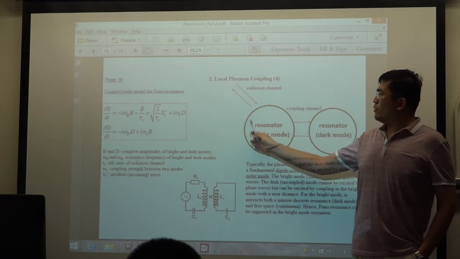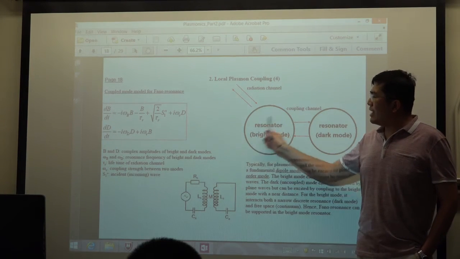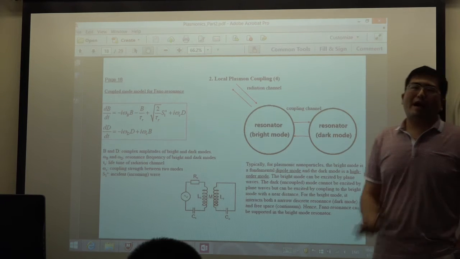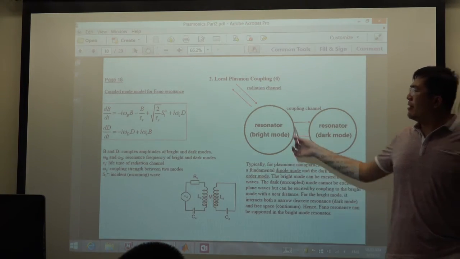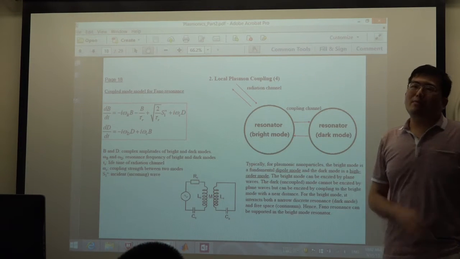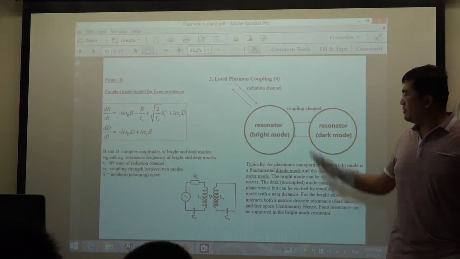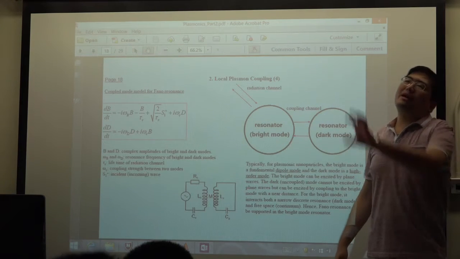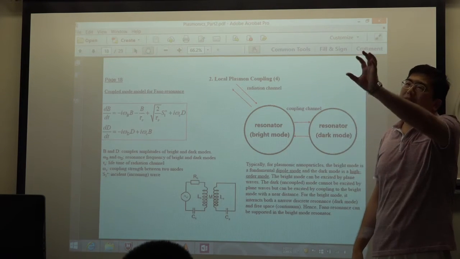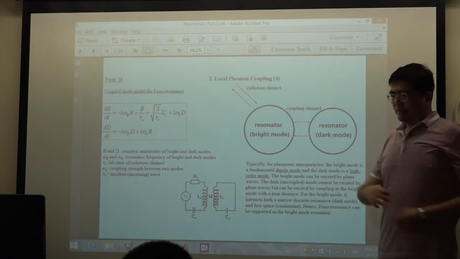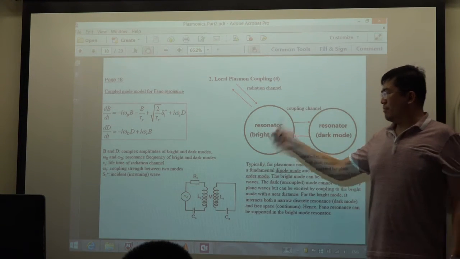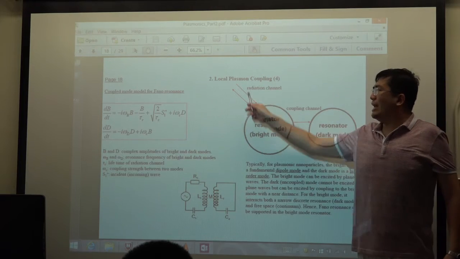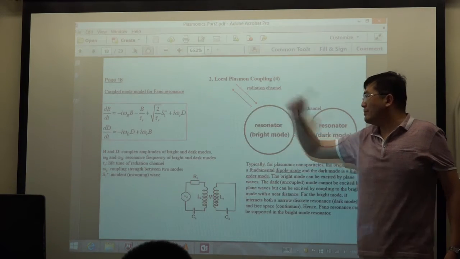This is a resonator. This resonator has a bright mode. What's the meaning of a bright mode? Or what we call a coupled mode. By bright mode, I mean that the plane wave can excite this mode. This is a resonator, maybe a sphere. If I put a sphere in free space and shine a plane wave, the mode can be excited. We call it bright. It has a radiation channel because it's coupling to free space.